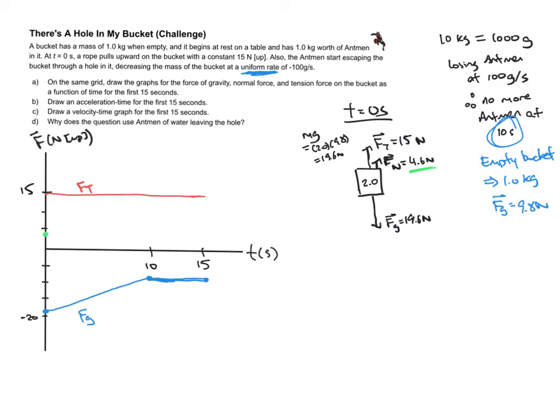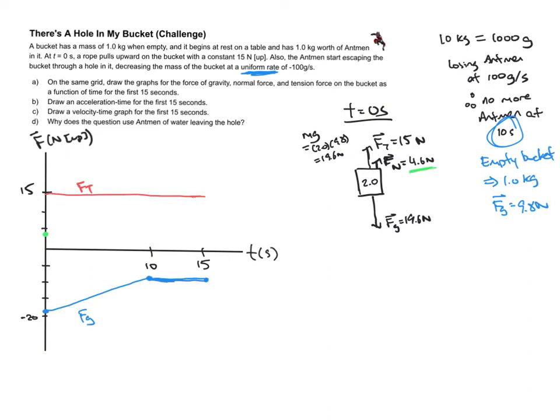And what is going on with the normal force? Well, the normal force is actually getting smaller. See if we can understand why. It's because the gravity is getting smaller. So the normal force is what's keeping this bucket on the table. It's preventing gravity from pulling it down. But the gravity is getting weaker, as the Ant-Men leave it. So over time, we need less and less normal force to keep this bucket on the table.